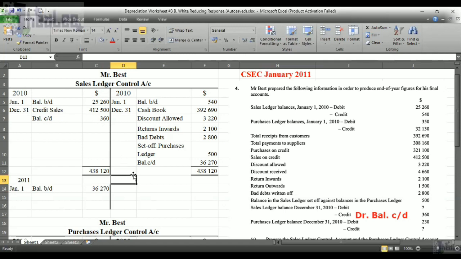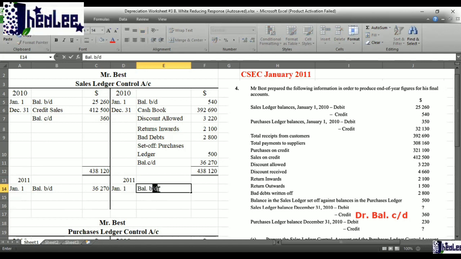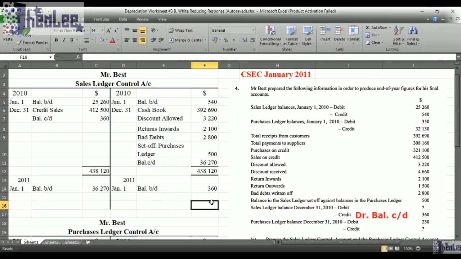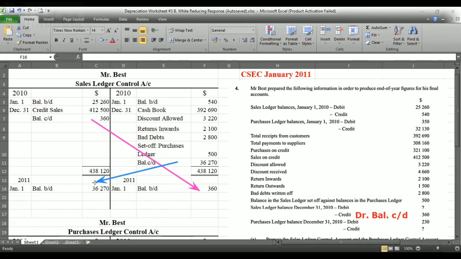Now we're entering the credit balance. So that is 2011, January 1, details, balance brought down, and the amount is the same thing as your carry down, which is 360. So this is it, your 360 CD becomes your BD, and your balance carried down coming from the debit becomes your BD on the credit of $36,270.